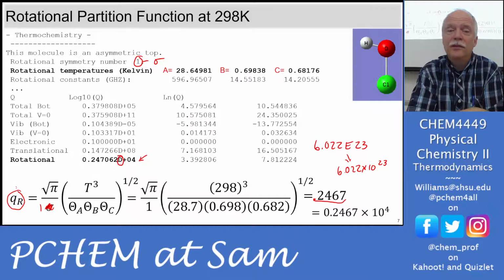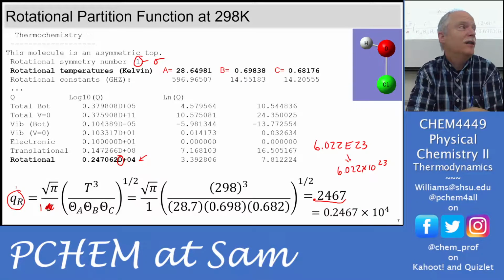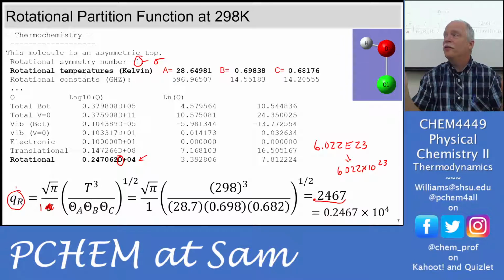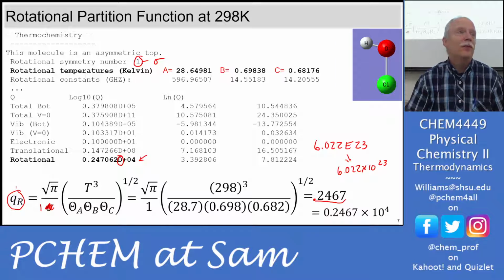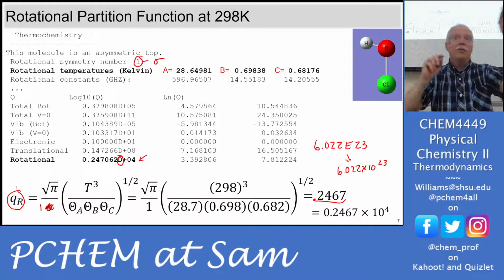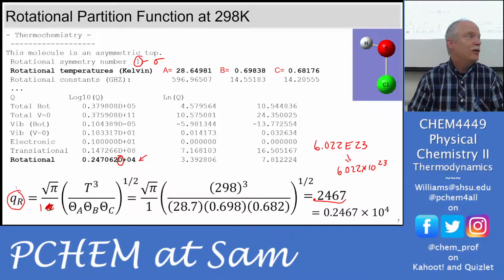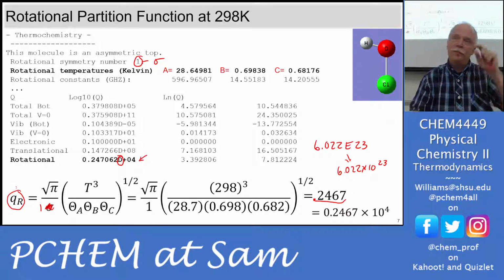At high temperatures, in this case, at room temperature, for a rotation of this molecule, there are 2,467 possibilities in our probability calculation. That's the total number of energy levels, if you want to think of it that way, that are going to be populated at room temperature. So if we calculate a probability of any one level, the denominator is going to be 2,467.